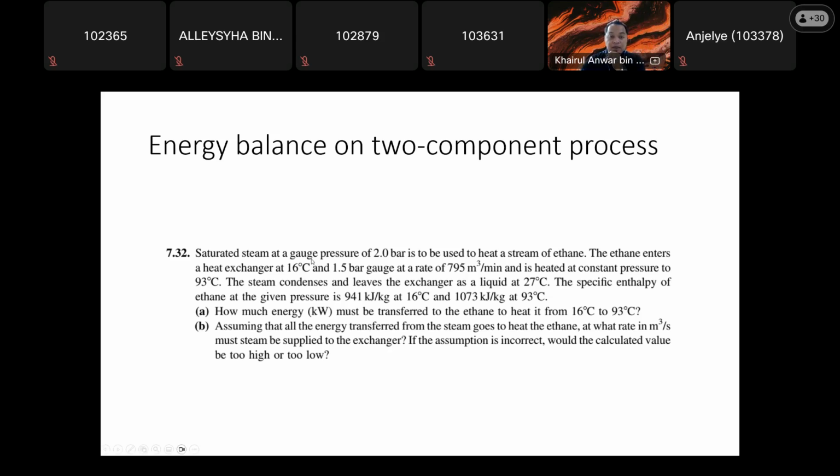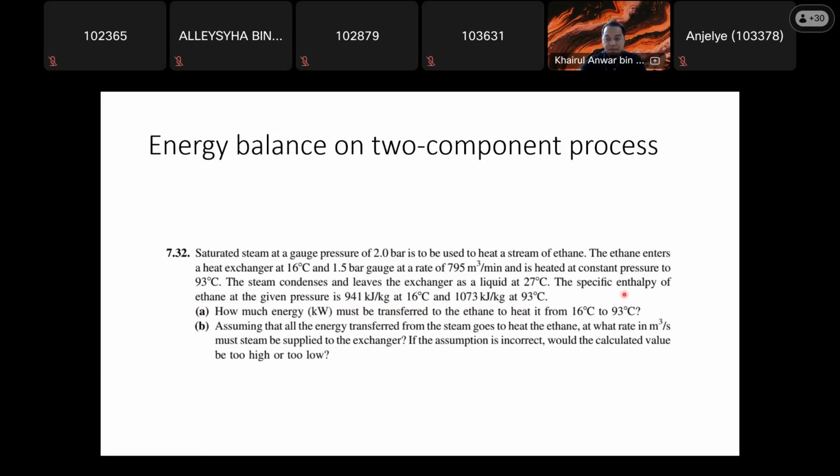Saturated steam at a gauge pressure of 2 bar is to be used to heat ethane. The ethane enters at 16 degrees C, 1.5 bar gauge. It is heated at constant pressure to 72 degrees C. The steam condenses and the exchanger is kept at 37 degrees C. The specific enthalpy of ethane at the given pressure is 141 kilojoules per kilogram at 16 degrees C.